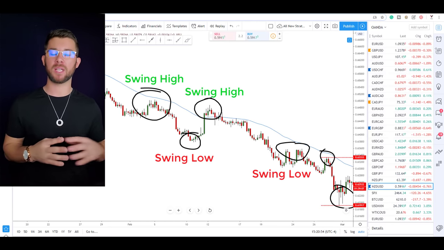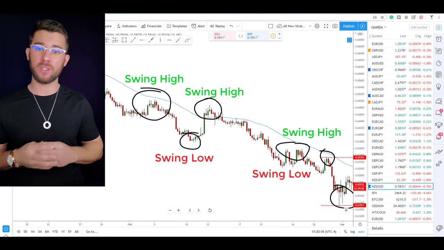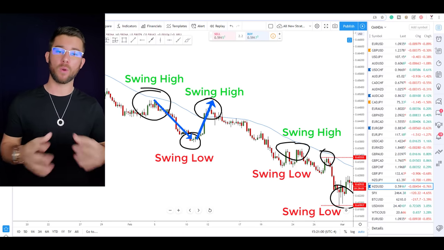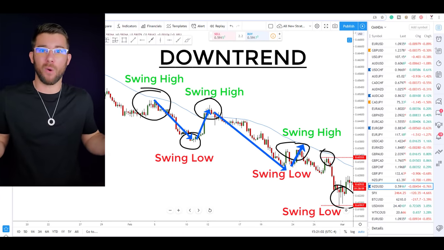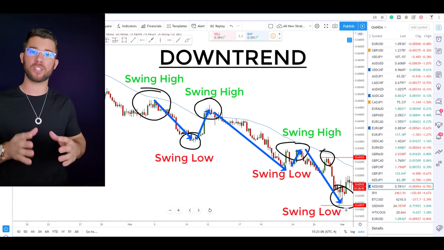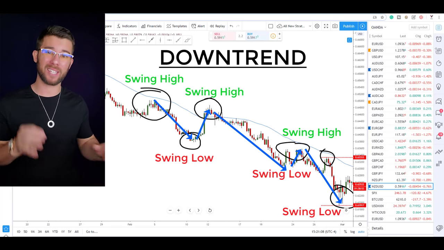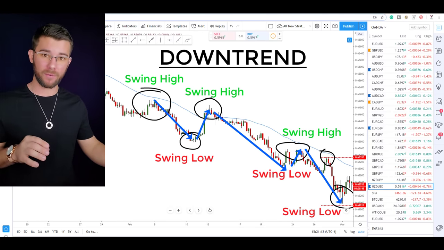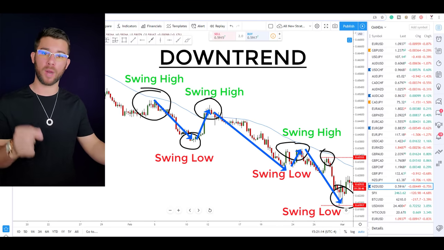And the reason for that is because in order to identify a trend, you must first correctly identify a swing high and a swing low. In order to identify structure levels, they're only made up of swing highs and swing lows. So without being able to understand how to correctly identify swing highs and lows, you will have a very, very difficult time becoming a profitable price action trader.